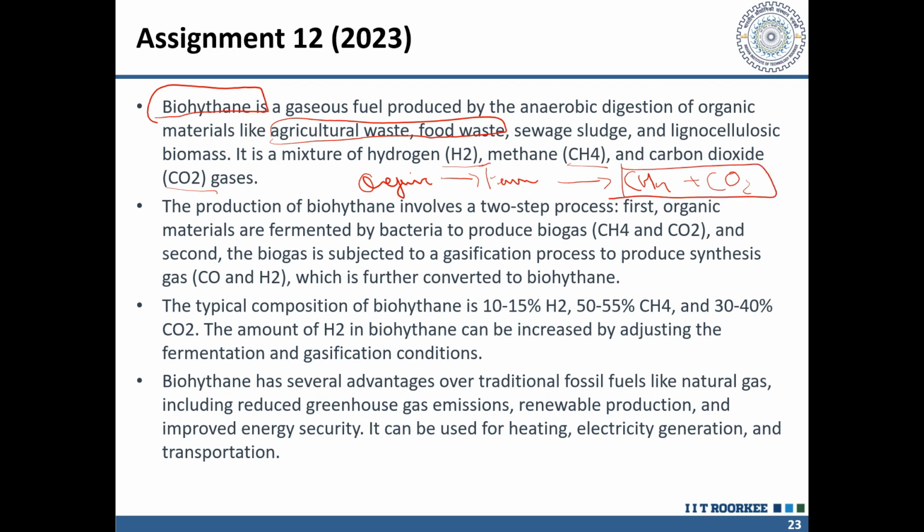So this is also known as biogas. So to produce biogas from the biomass, we can get methane and carbon dioxide. And when we do the gasification of it, we can get what is known as syngas. And what is syngas? Syngas is CO plus H2. So combining this hydrogen from here and CH4 and CO2 from here, these three in combination are known as bioethane.